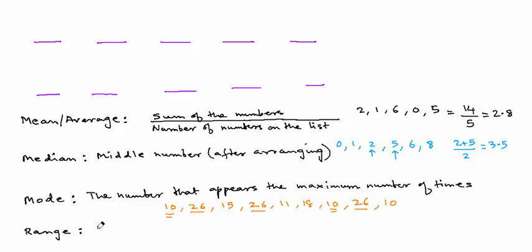And finally, the range of a set of numbers is simply the highest minus the lowest number. So if we were to find the range of this set of numbers, the highest, as I can see, is 26. Minus the lowest number on this list, which is 10. So the range is 16. The range, as the name implies, gives you an idea about the spread of data that you have on that list. Let's do a problem.